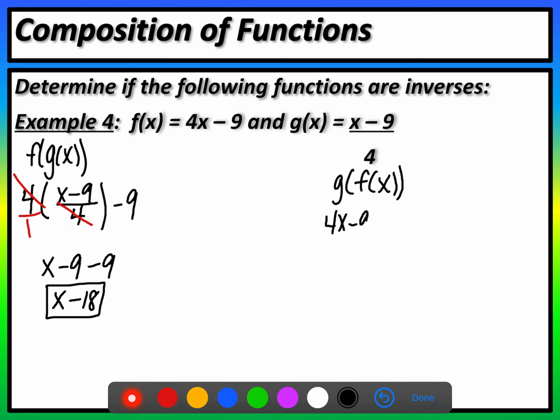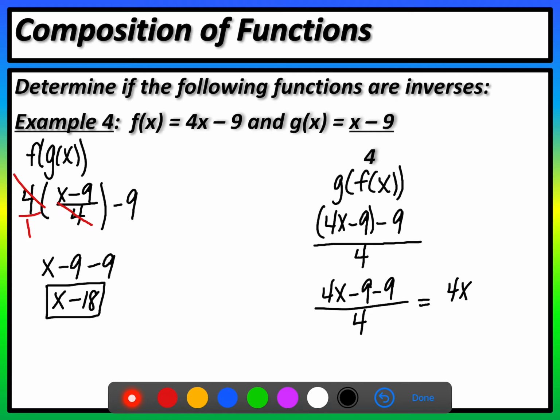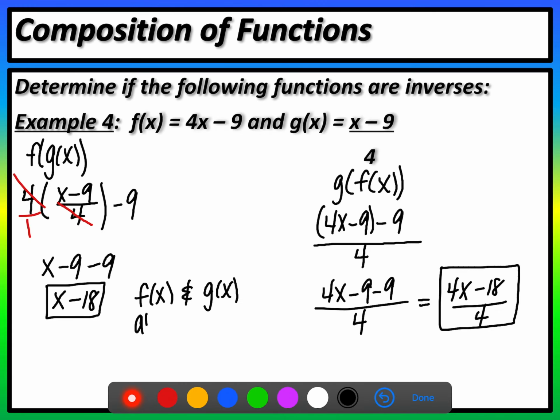Okay, so I'm going to take 4x minus 9 and I'm plugging it into the rational function. Okay, so I can drop the parentheses. Which gets me 4x minus 18 over 4. So we already knew it wasn't going to work, but just so that you could see how to simplify. Okay, so f of x and g of x are not inverses.